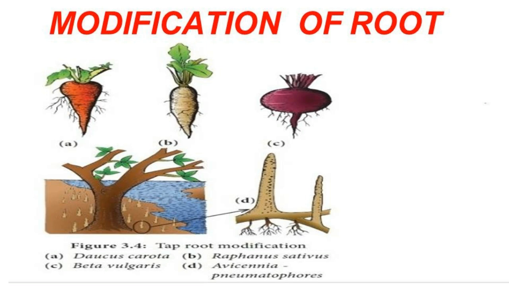How is it shaped? It is slender, swollen in the middle and tapering at both ends. This type of modified root is called spindle shaped root. The example is radish. And the next one is turnip.